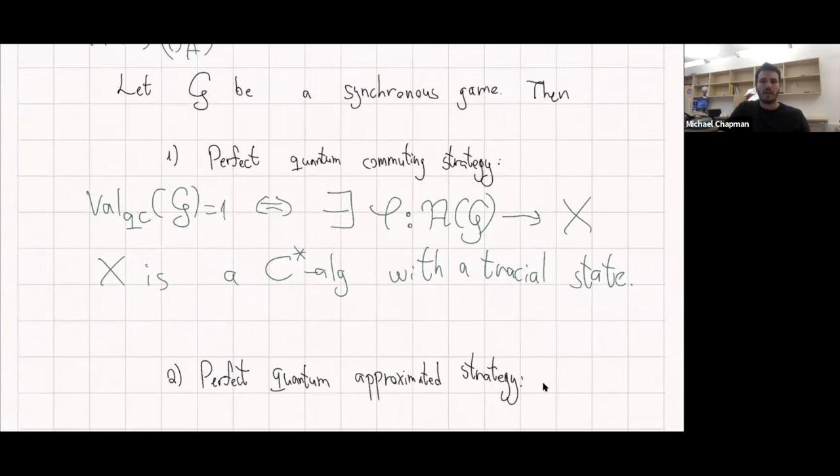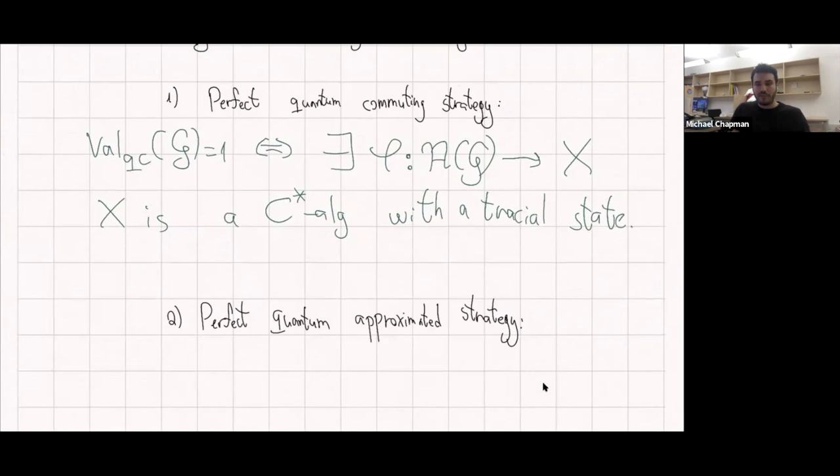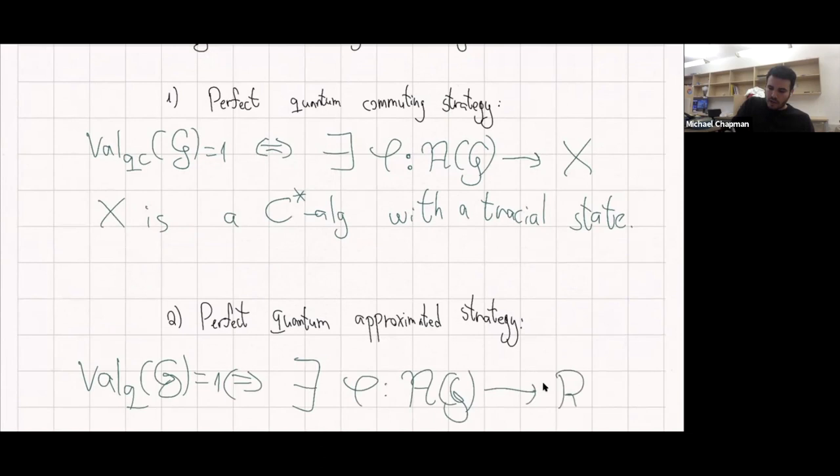Now, I want to give a characterization of what happens when you have quantum value one. So the quantum value of the game is one if and only if you have a homomorphism from your A of G to R omega, where this is the metric ultra product of the hyperfinite II_1 factor. We saw this kind of construction during our seminar already. These metric ultra products, and this is just an instance of them.